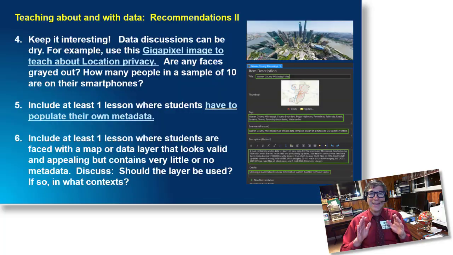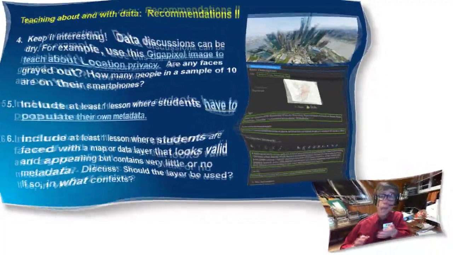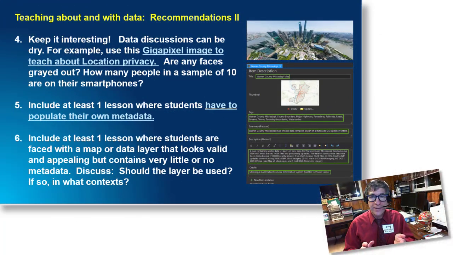As I mentioned at the beginning, this data topic can be a bit dry, admittedly, but keep it interesting. These are incredibly relevant topics here for our times. The data discussions can be dry, admittedly, but if you use this gigapixel image, for example, to teach about location privacy, wow, are there any faces that are grayed out or pixelated? How many people in a sample of 10 are on their smartphones, and what are the implications there?